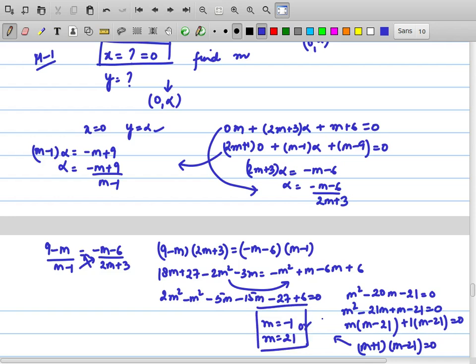Had the question said that the lines intersect on the x-axis, then instead of 0 comma alpha, we would have kept alpha comma 0, because on the x-axis the y coordinate is 0, and we would have followed the same process, and we would have got the value of m. The other method could have been to solve for x and y simultaneously, find x in terms of m and y in terms of m, and put x equals 0, and you will get the value of m.